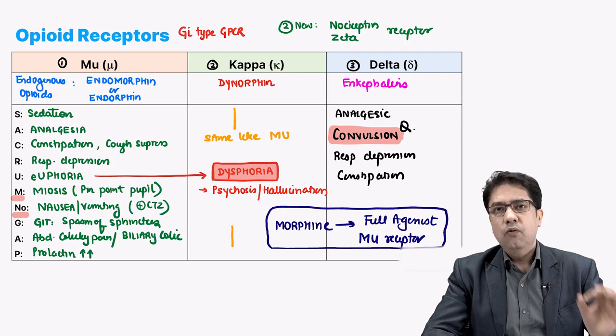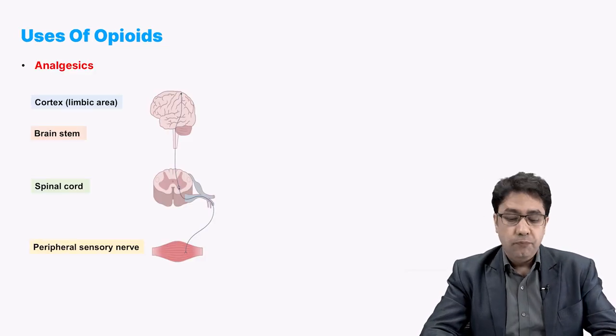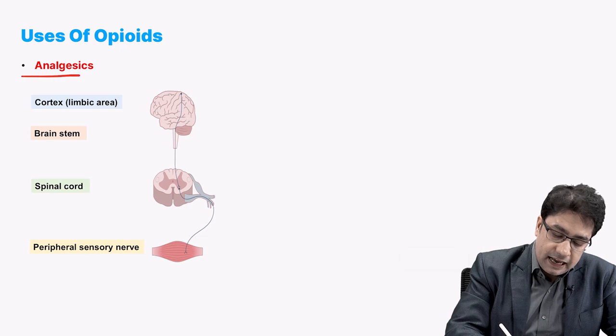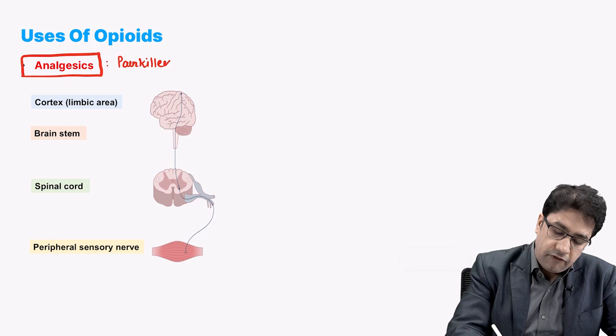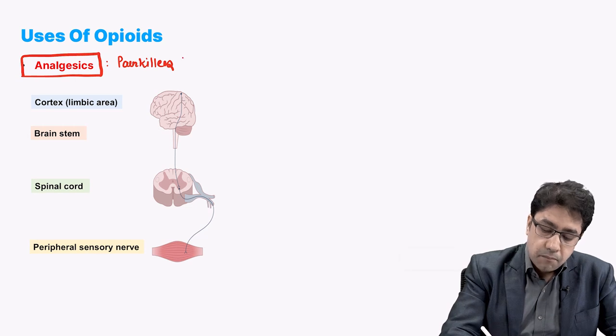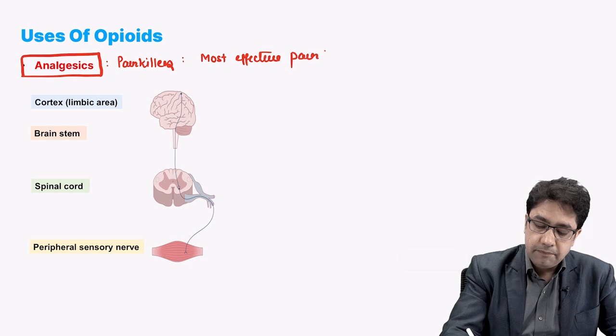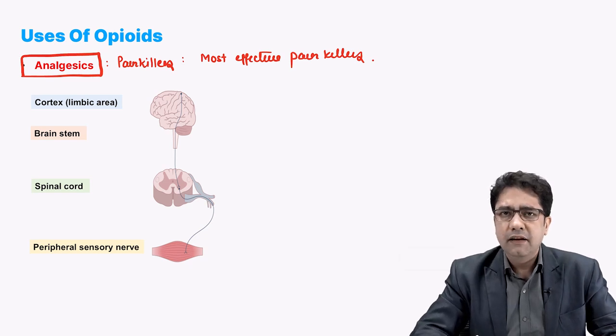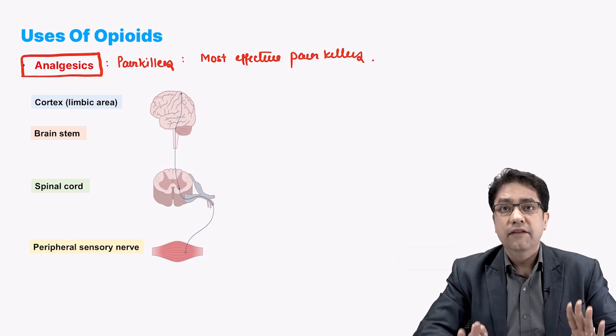So can we say, what is the main use of opioid-like drugs? The main use of opioid-like drugs is as analgesics. Analgesics means they are used as painkillers. And in fact, among all drugs we have, opioids are the most effective painkillers we have. So why are they the most effective painkillers? Because they act at all levels.